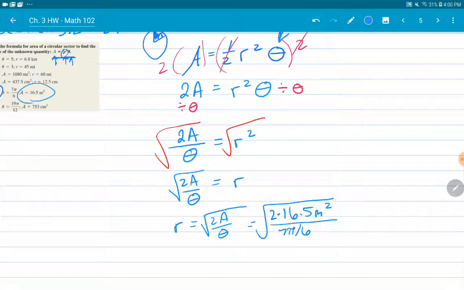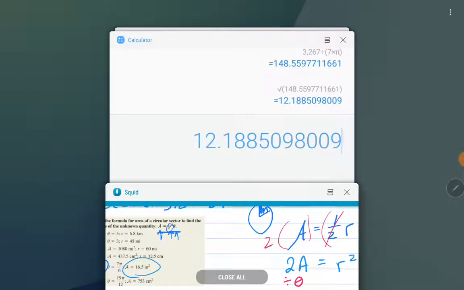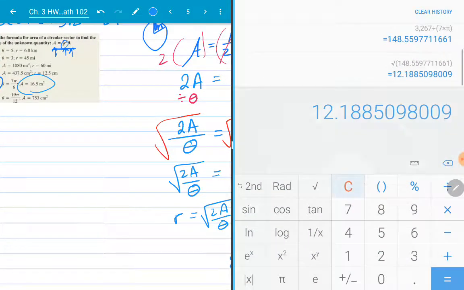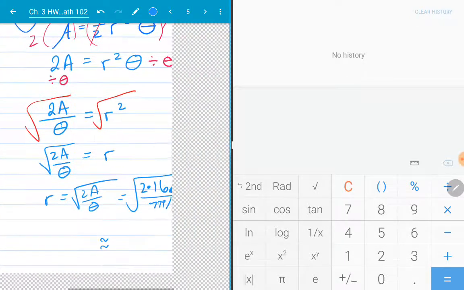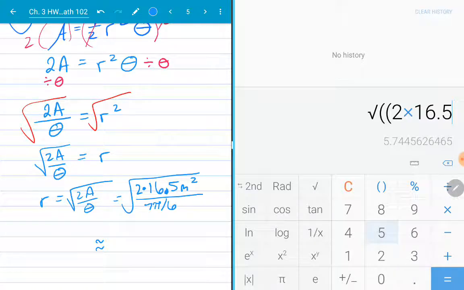But I am going to, this is a point, and this is a times. I want to grab a calculator and get an approximate answer and just round it. So let's get my calculator out. And I have, let's do square root of, and then in the numerator I have 2 times 16.5.